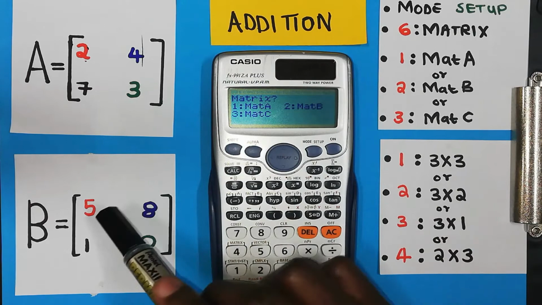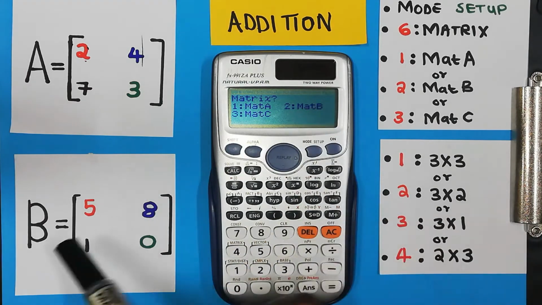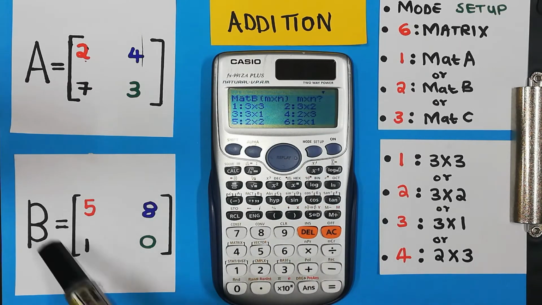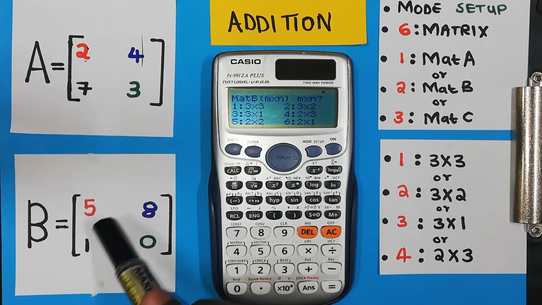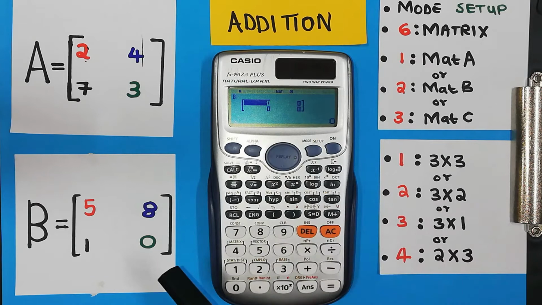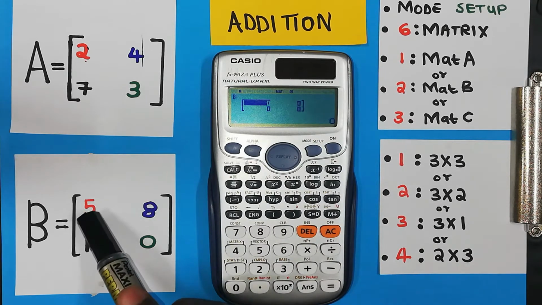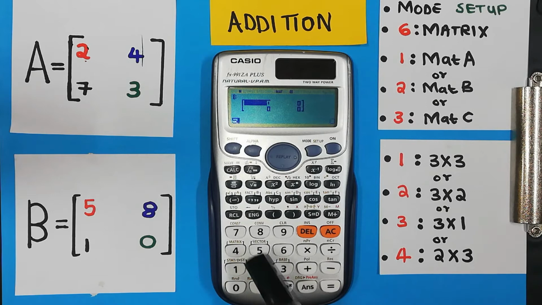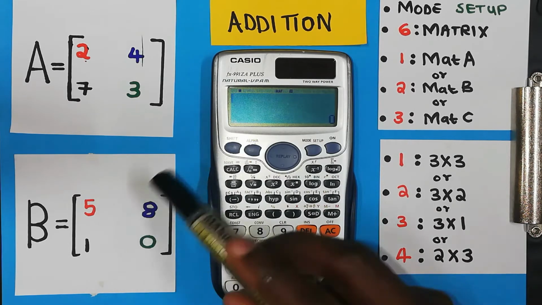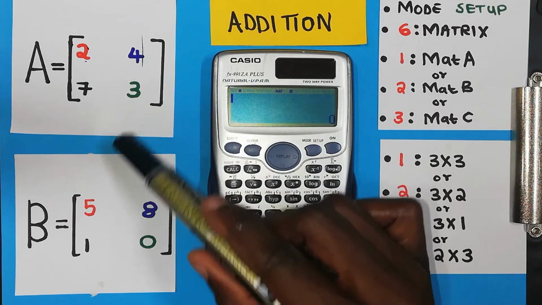So for simplicity, let's use matrix B to save this matrix. I'm going to select 2. Now, this is a 2 by 2 matrix, therefore you choose 5 for a 2 by 2 matrix. This is where you enter your elements. So let's enter the elements just the way they are: 5, 8, 1, and 0. Then you press AC to save the matrix. Now we have successfully saved matrix A and matrix B.